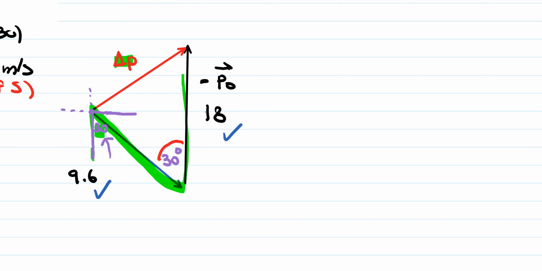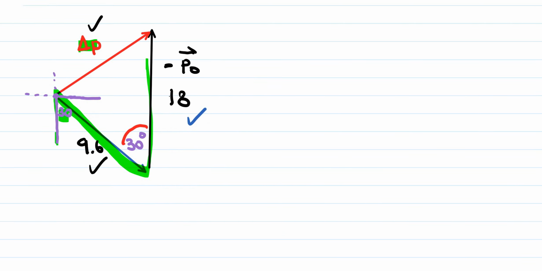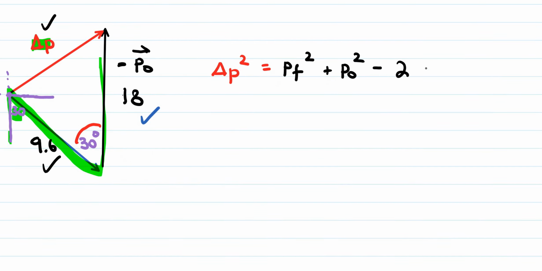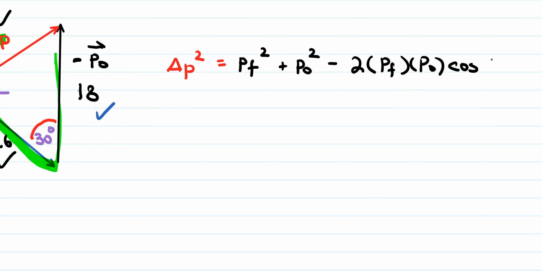the 18. So if I just kind of erase this a little bit more now and say that this is going to be 9.6 and we have the 18 there, we can definitely find the delta p there, right? So if I want to set up an equation to solve for delta p, we're using the cosine law here, where delta p squared is equal to the magnitude of your final momentum vector squared plus the magnitude of your initial momentum vector squared minus 2 times the final momentum vector times the initial momentum vector times cos of the angle. And the angle that we're dealing with here is going to be 30 degrees.